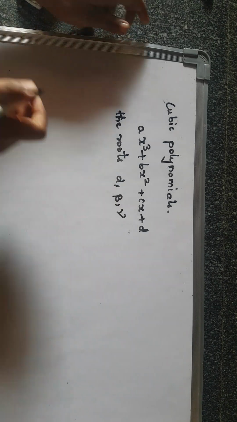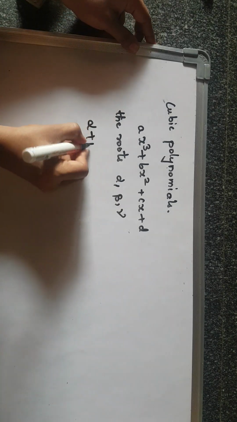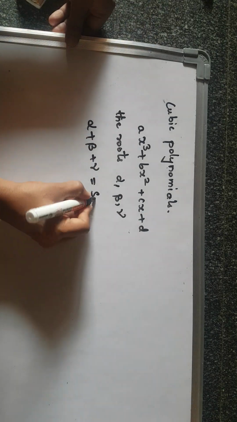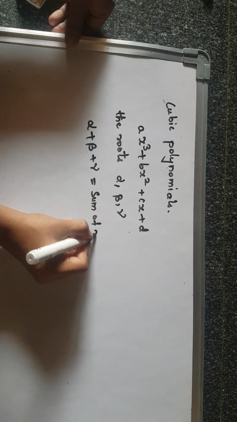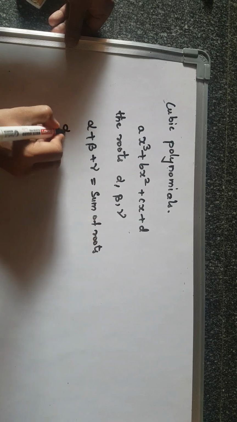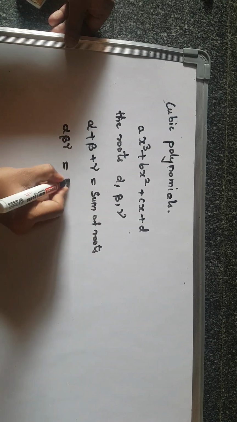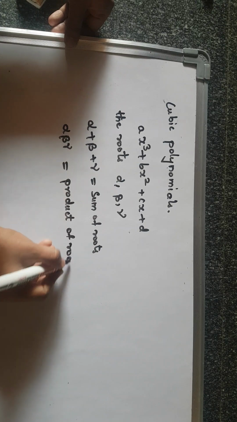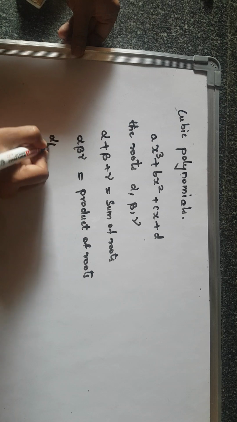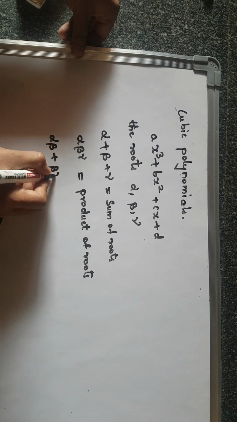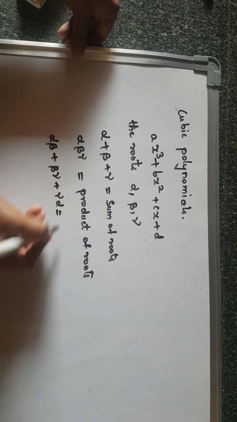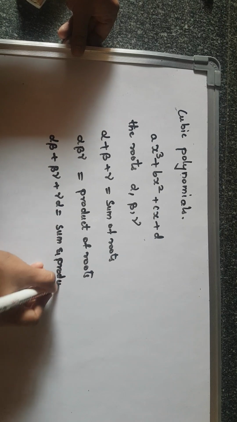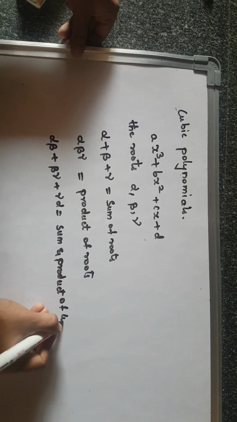Now we can write alpha plus beta plus gamma, this is the sum of roots. Alpha into beta into gamma, this is the product of roots. And alpha beta plus beta gamma plus gamma alpha, this is the sum of the products of two roots.